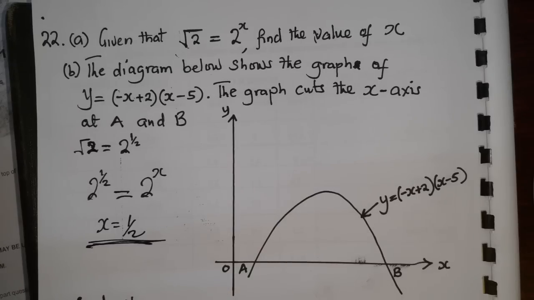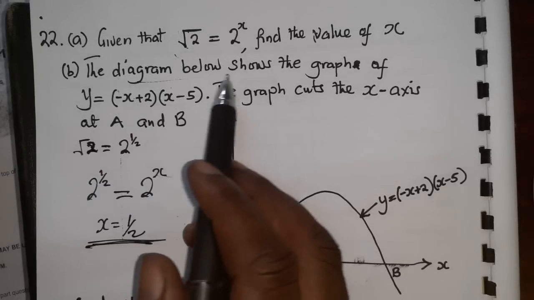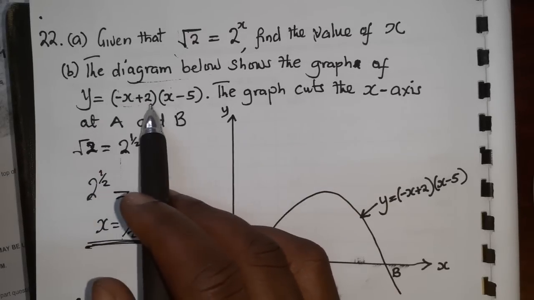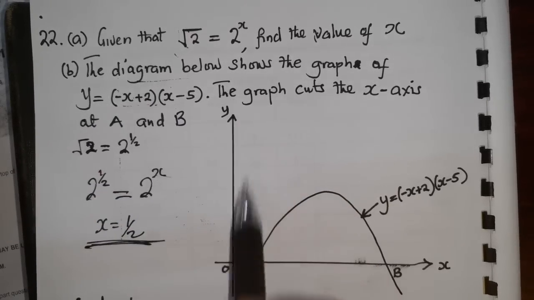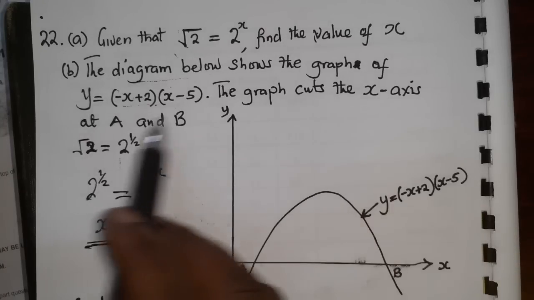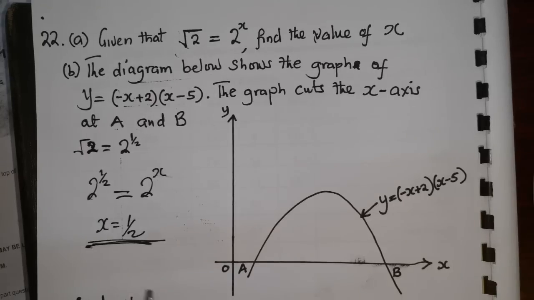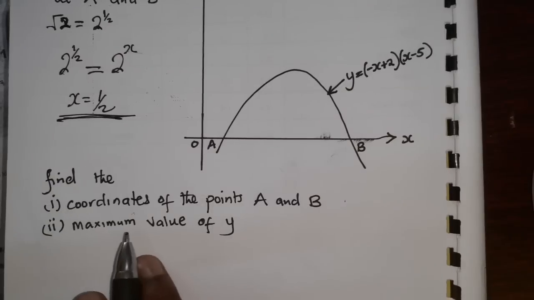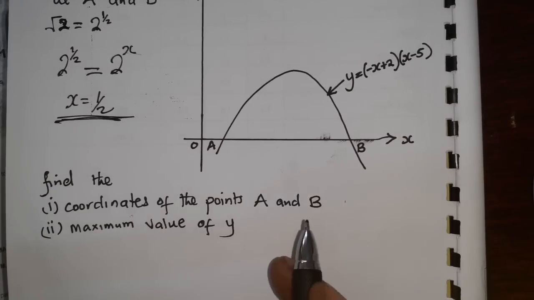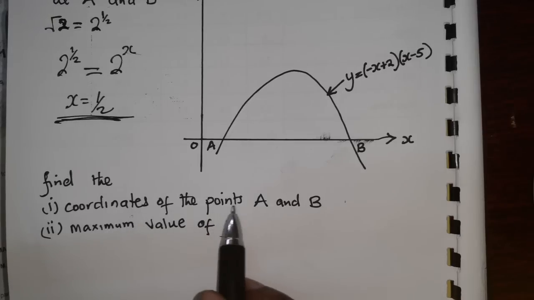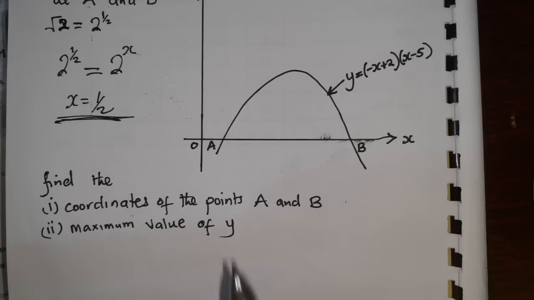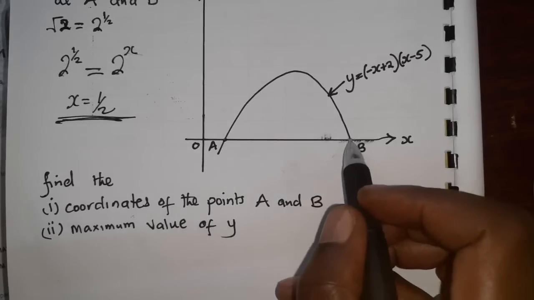Okay? Then the second one is: the diagram below shows the graph, this is the graph here, okay? The graph cuts the x-axis at A and B. Find the coordinates of the points A and B. What are the coordinates here? What are the coordinates here?